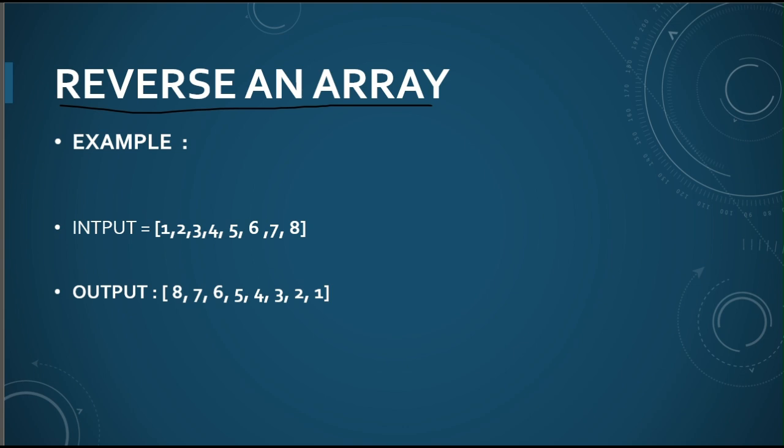I am going to show you how to reverse an array using a simple two-pointer approach. So let's jump right in. You can see here we have an array, and we need to reverse this array like this: 8 7 6 5 4 3 2 1. You can see this is a reversed array. So let's move on to the solution.